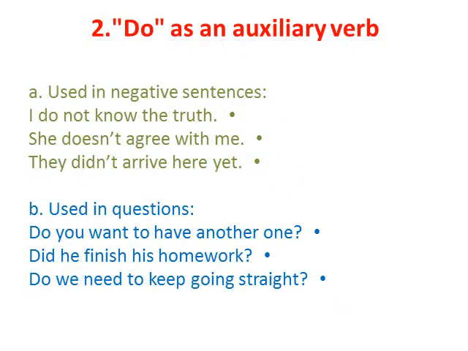Number 2, we have verb do as an auxiliary verb. So first of all, we have used in negative sentences, as in I don't know the truth, or she doesn't agree with me. Again we have they didn't arrive here yet.